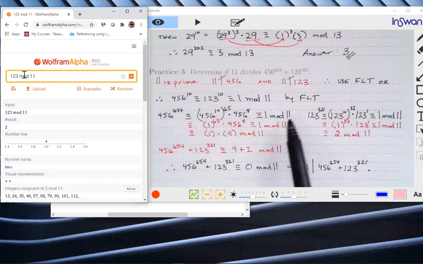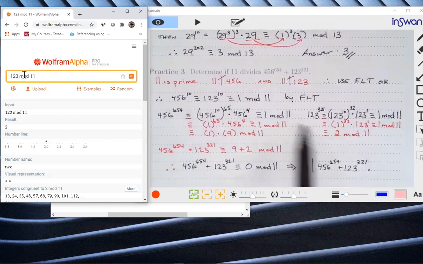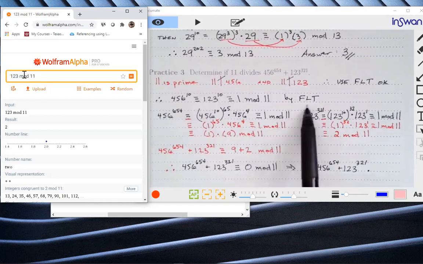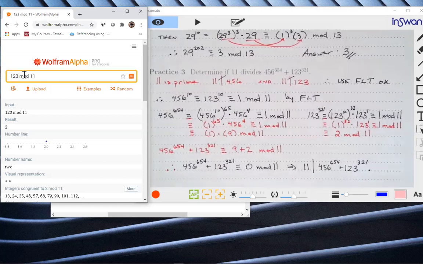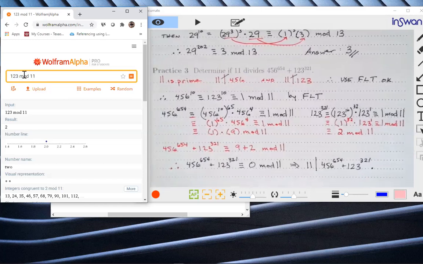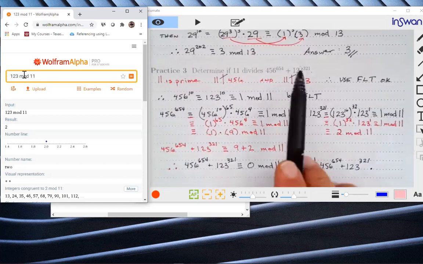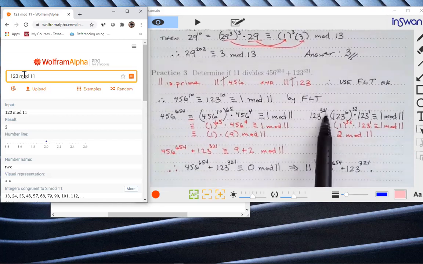And our computations were made easier by being able to use Fermat's little theorem. And interestingly enough, you will encounter other theorems that will simplify this work even further.